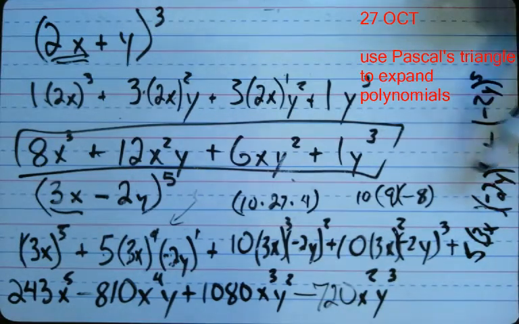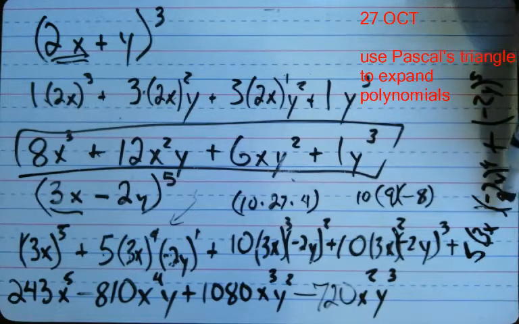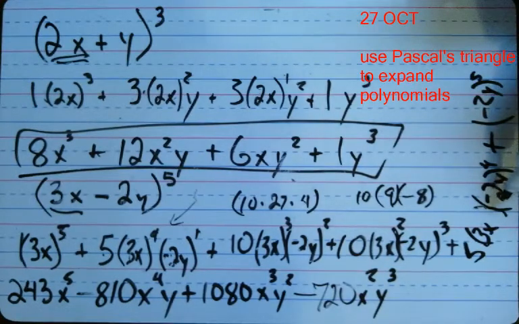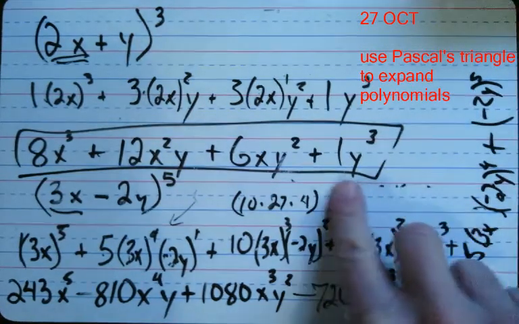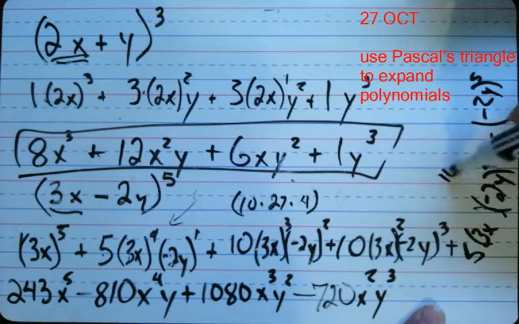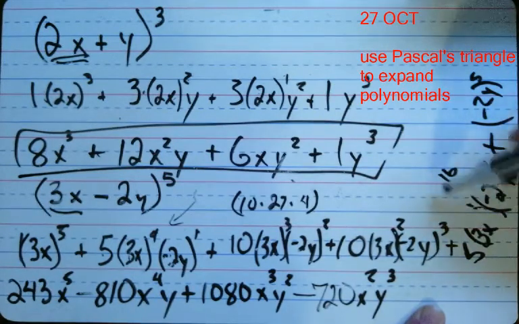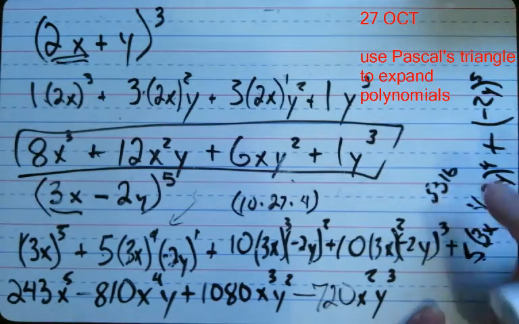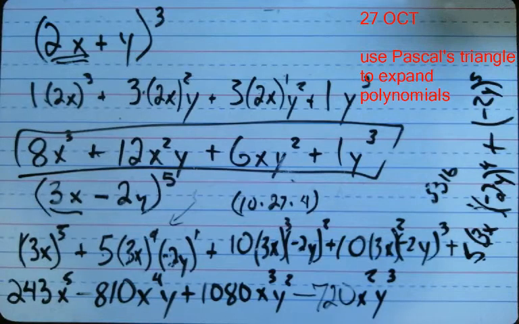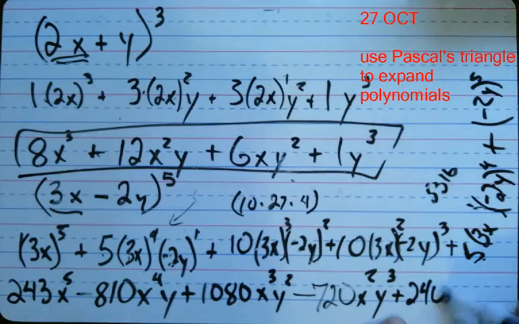Okay, now we got to come over here. So I'm looking at negative 2 to the fourth. Well, that's negative times negative times negative times negative. That's positive 16. So this is positive 16. I'll put it right here. Positive 16. 3 to the first power is just 3 times 5. So 3 times 5 is 15 times 16. 15 times 16 is 240. Plus 240. Now remember the x's are going down, so that means x^1 and y^4.